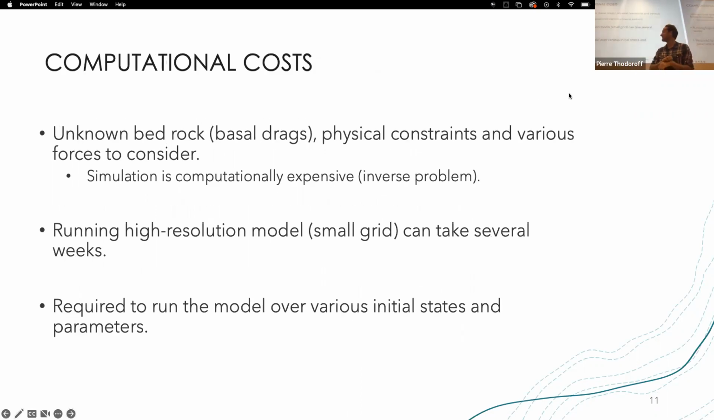Specifically, the problem that in practice they're going to have is that it's very expensive to run those models. A high resolution model with a reasonable grid of 1 or 2 kilometers is going to take several weeks. They need to run lots of those runs over lots of initial states, mainly because of this inverse problem of having to infer the bedrock, but the bottom line is they have to run this over lots of different input parameters.